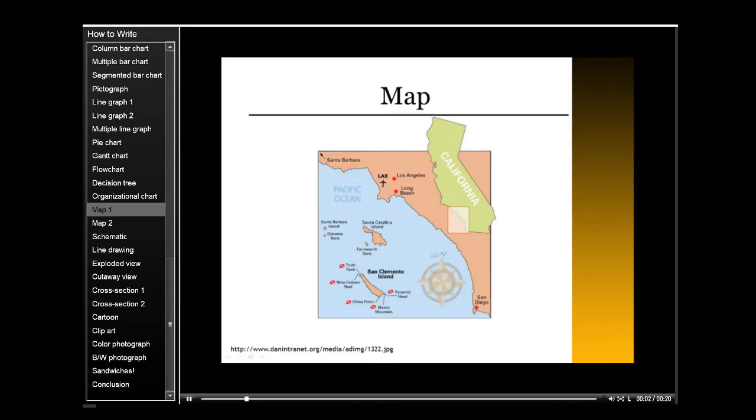Maps. They're an interesting kind of illustration. I particularly like this one. Notice we've got California, and then inset into it there's a box. That box is what we're showing here on the map itself. So this is a kind of neat map with a call-out.